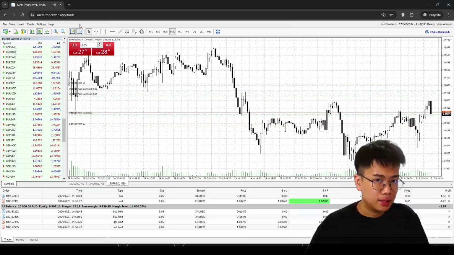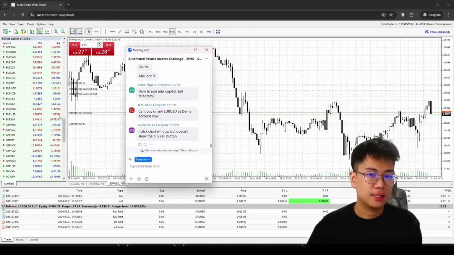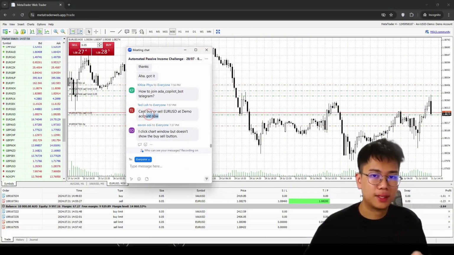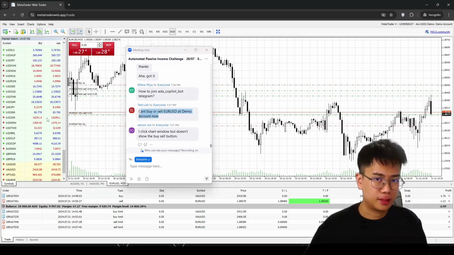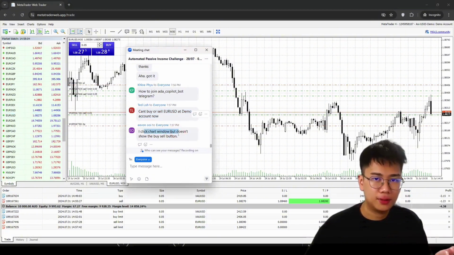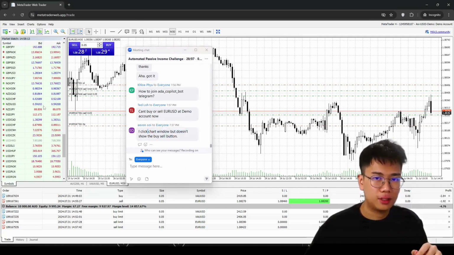And that's it. Can't buy or sell Euro USD at demo account now. Are you using the right Euro USD? Because over here, I'm using this one. Are you using the same as mine? Okay, exactly the same symbol. I click on the chart window, but it does not show the buy and sell buttons. Are you guys using the same as mine? You guys should right click and there's a chart window.